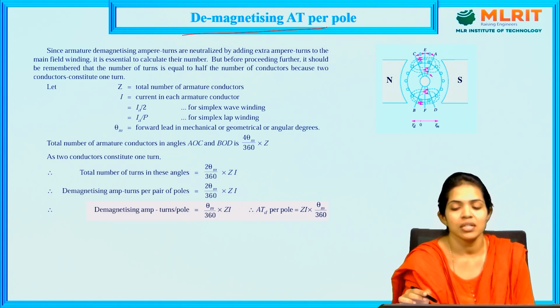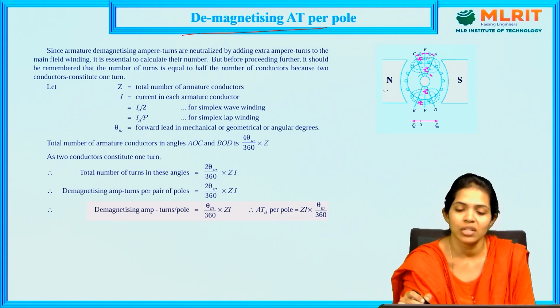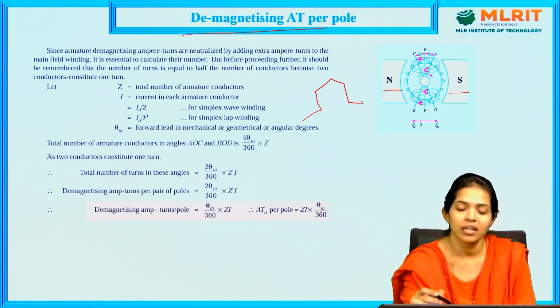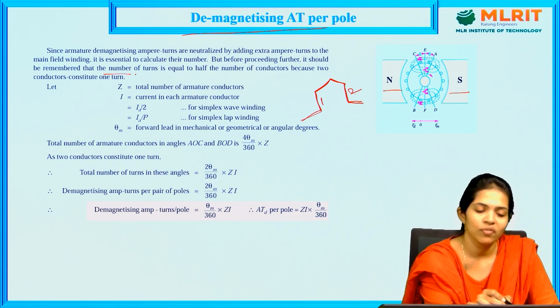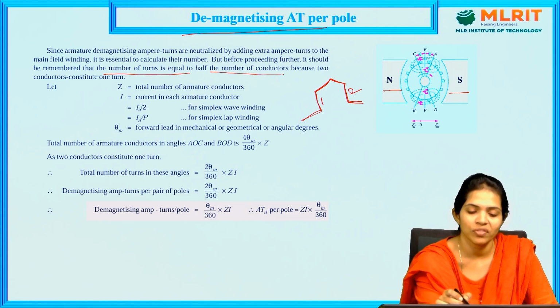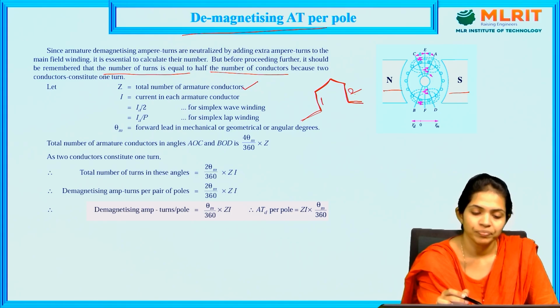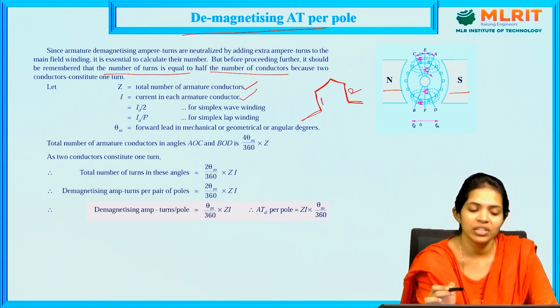For this, we consider an armature which is embedded between the north and south poles of a DC machine. We know that one complete turn in an armature will require 2 conductors. This is coil side 1, this is coil side 2, or this is conductor 1 and conductor 2. We should remember that the number of turns is always half the number of conductors. So if we consider there are Z conductors in the armature, in which I is the amount of current flowing in each armature conductor.